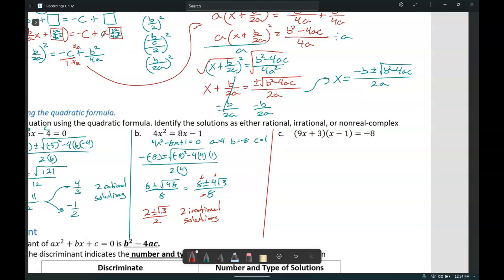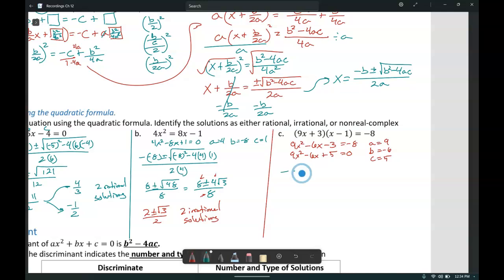Last but not least, we need to expand this out. 9x squared minus 6x plus 3 equals -8. In standard form, we get 9x squared minus 6x plus 5. A is 9, b is -6, and c is 5.